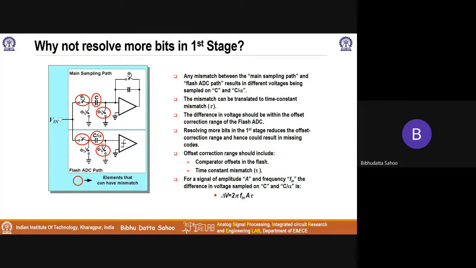Because of the timing mismatch, we'll sample a certain voltage on this path and we'll sample a different voltage on this path, and if that exceeds the correction range, the redundancy range of the stage, then we will incur nonlinearity or missing codes and missing levels. It depends on which side we exceed.